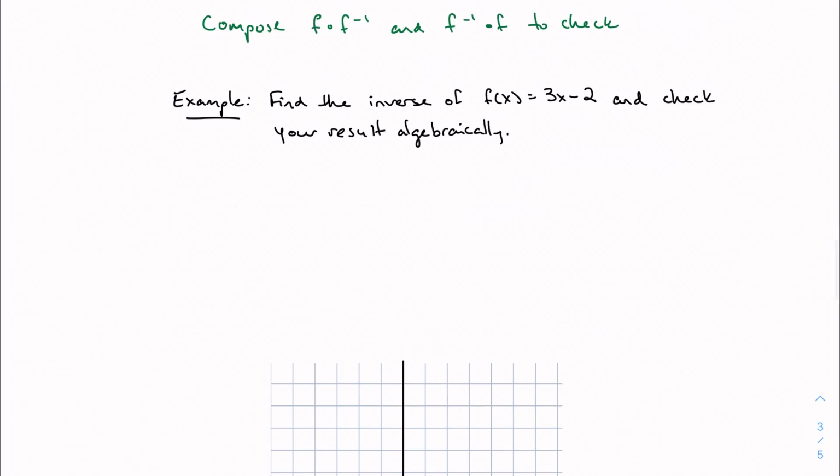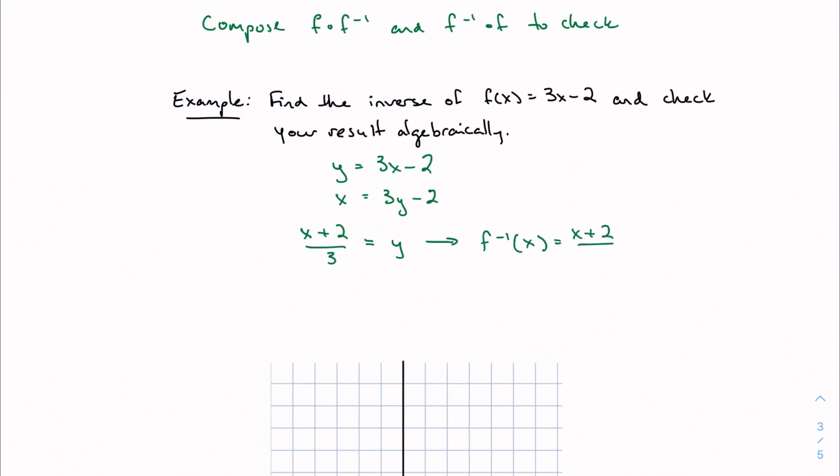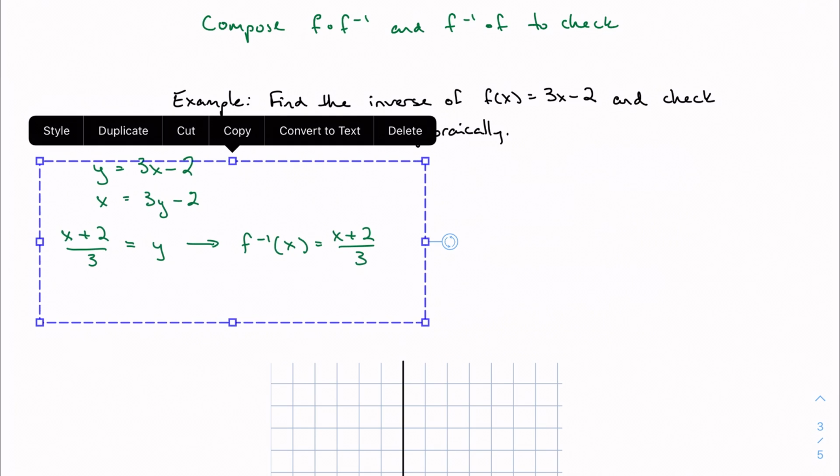So a simpler example is to look at 3x minus 2. The plan is to interchange x and y, just like I did here, and then solve for y. So it's going to give me x plus 2 over 3. And then we can say that this is f inverse, and we'll check it in a minute. So we're going to use this f inverse notation.